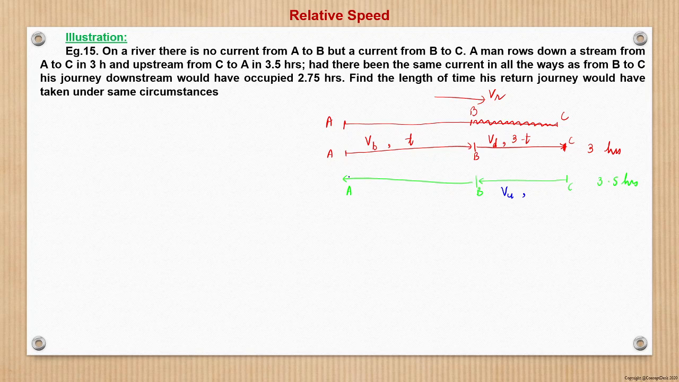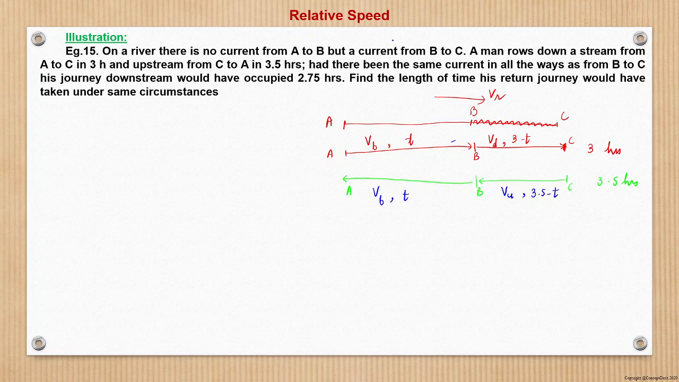Now this BA is what? This is neither upstream nor downstream. Here also, since there is no wave or no current, the speed will be just the speed of the boat or the man in still water, VB. And since AB in the first case and here also AB, same distance, same speed, the time taken will be T. So if this is T, here the time taken will be 3.5 minus T, right? So this is the second part.